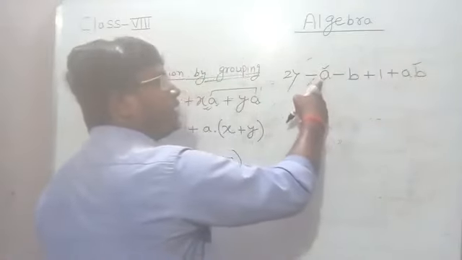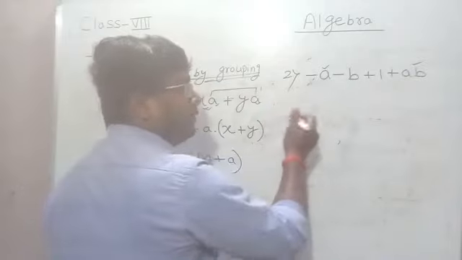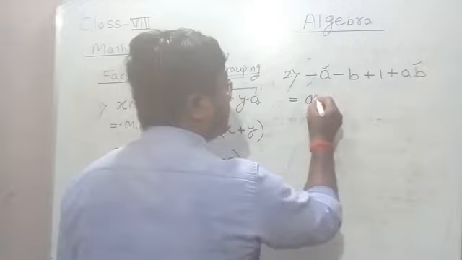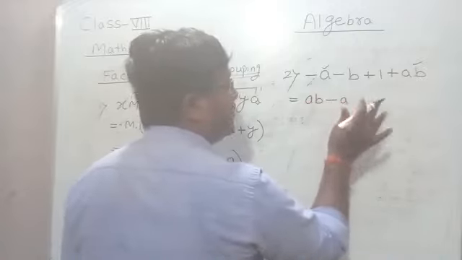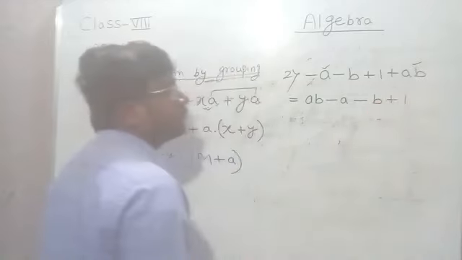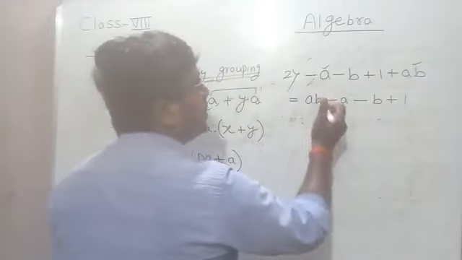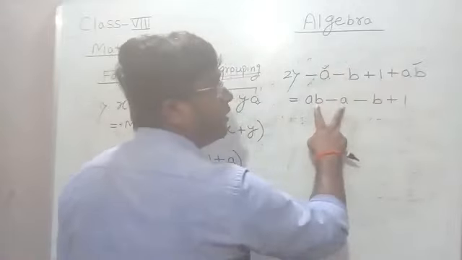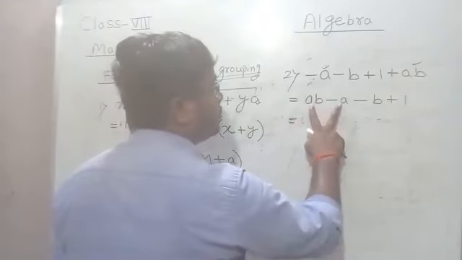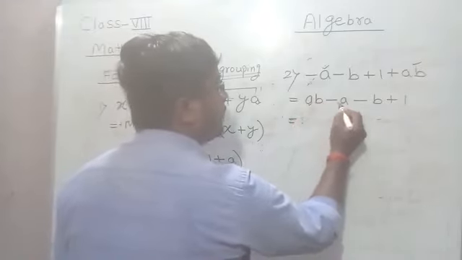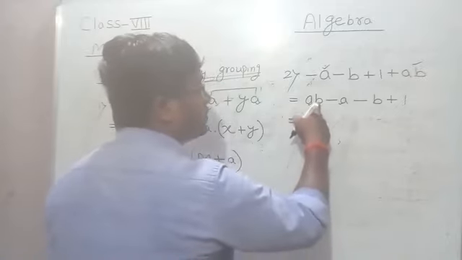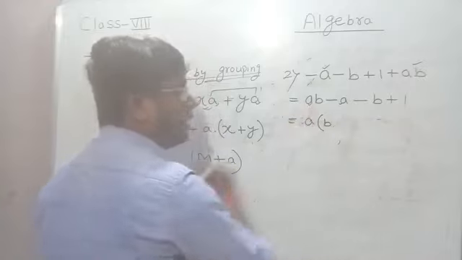This is negative, so I will not write the negative first, but you can also write it, no problem. So here I am arranging it as ab minus a, minus b plus 1. These two terms I will make a group, and these two as another group. From these two terms, what is common? a is common here. So what is remaining here? a is common, so b is remaining.